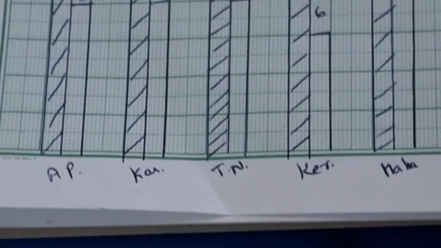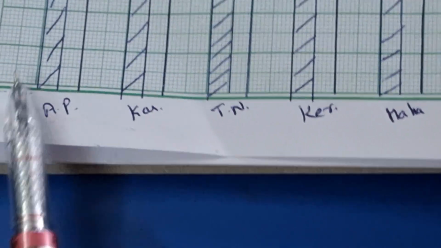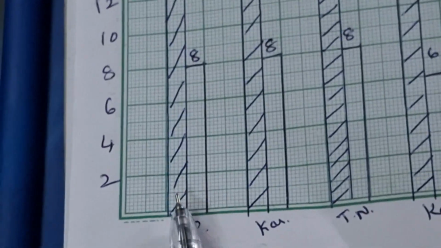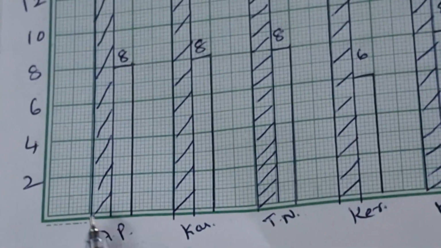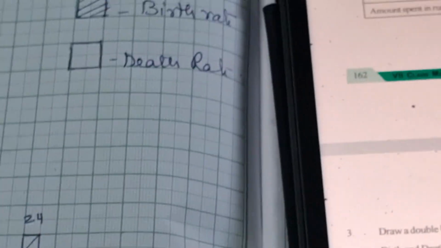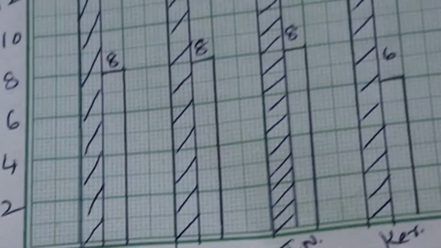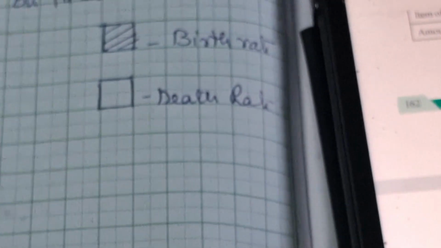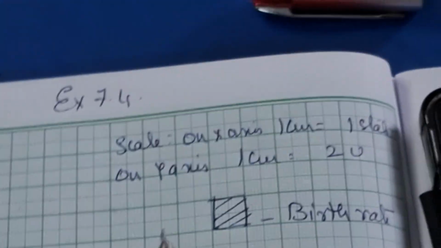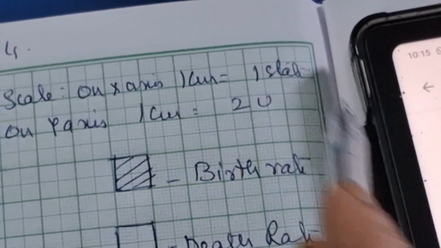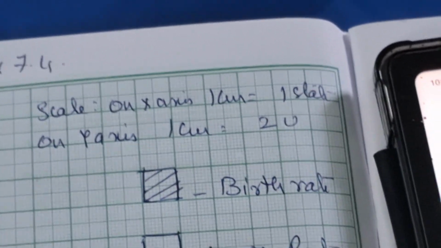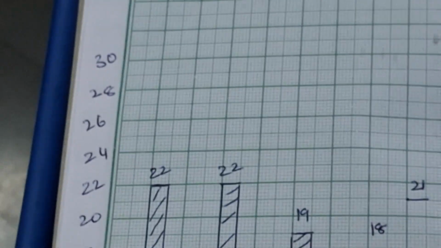So let us see how it has to be done. A double bar I have drawn like this, children. This is a double bar where you are getting one square. I have taken it here as two states. So the two qualities of the states, birth rate and death rate. I have written the scale: on x-axis 1 centimeter is equal to 1 state, and on y-axis 1 centimeter is equal to 2 units. So 2, 4, 6, 8, 10, 12 like that I have taken up to 30.